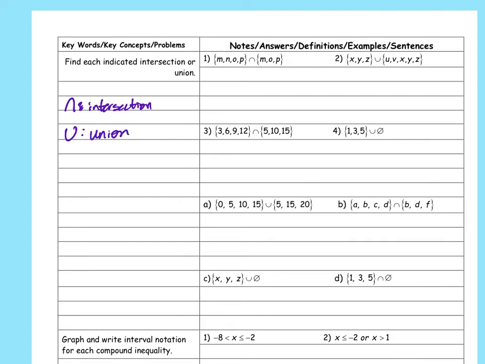So when I look at this, I need to look at what it's in between and what it is. Sorry, I'm getting ahead in my head. So I want to look at what's in between the two sets to see if they want me to find an intersection or a union. And then I need to find those two things.